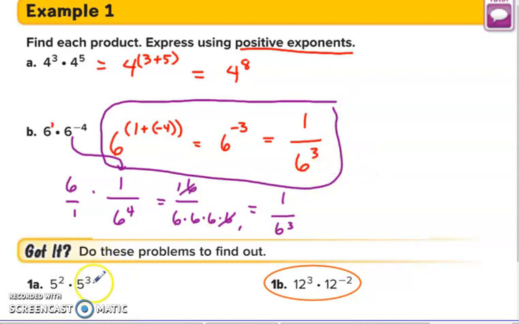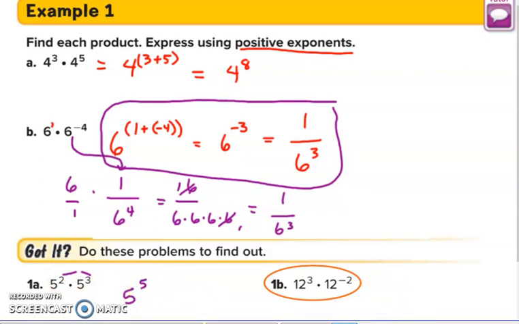Okay, so let's look at these two down here. These are you try it, so I want you to pause it right now and do 1A and 1B. Okay, so we're going to get 5. We add the 2 to the 3, so it's just 2 plus 3, so it's going to be just 2 to the 5th power.